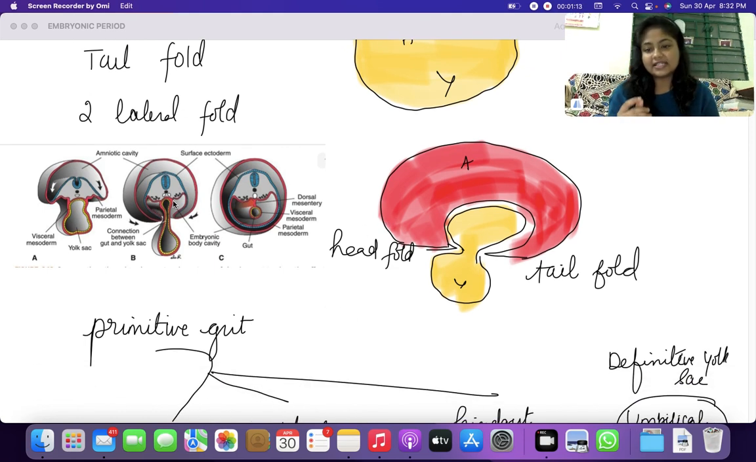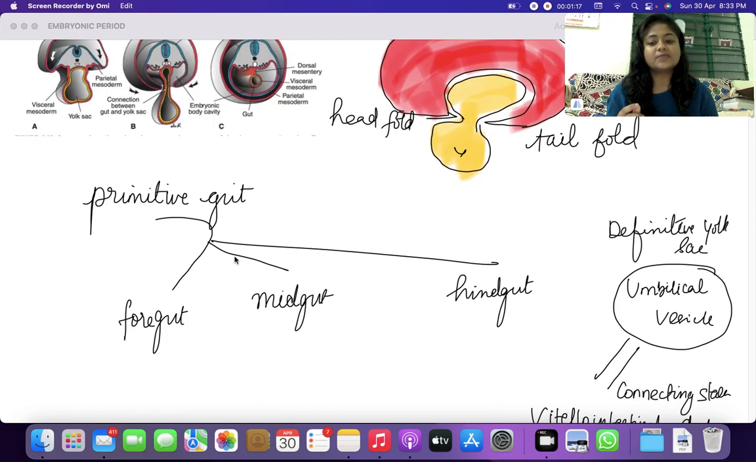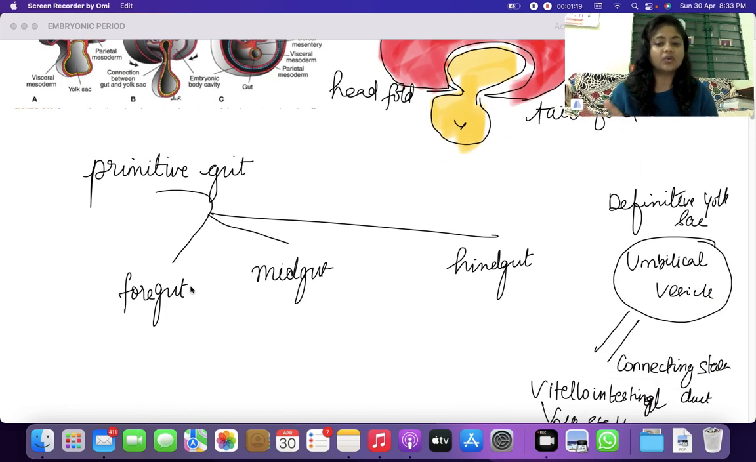As you can see in this image, there is a connection between the gut and the yolk sac. This primitive gut will form the foregut, midgut, and hindgut. So the one close to the head fold will become the foregut, and the one close to the tail end will form the hindgut, and the one that is embraced by the lateral fold will become the midgut.